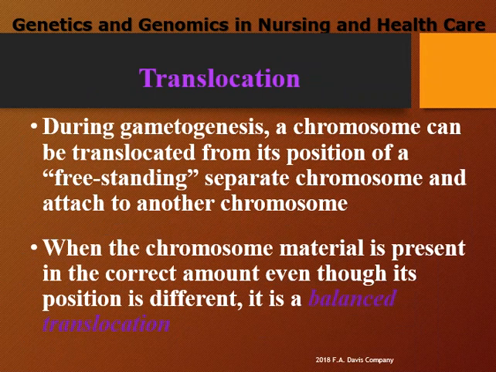Okay, so translocation. During gametogenesis, a chromosome can be translocated from its position as a freestanding separate chromosome and attached to another chromosome. And like I've said, that most commonly occurs with those acrocentric chromosomes. When the chromosome material is present in the correct amount, even though its position is different, it is a balanced translocation. Because as long as the genetic material is there, they're going to have a normal phenotype expression.